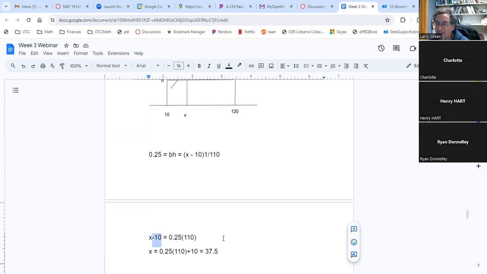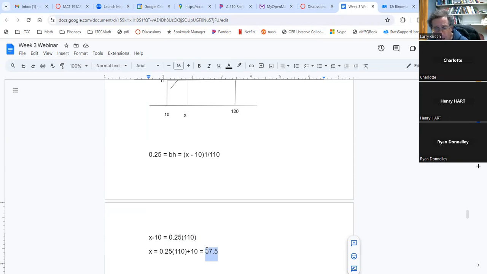How do you get rid of a minus 10? You add 10. If you add 10 to x minus 10, you get x. So then I have 0.25 times 110 plus 10. And when I do that, I get 37.5 when I put it in my calculator. So that was a little algebra.